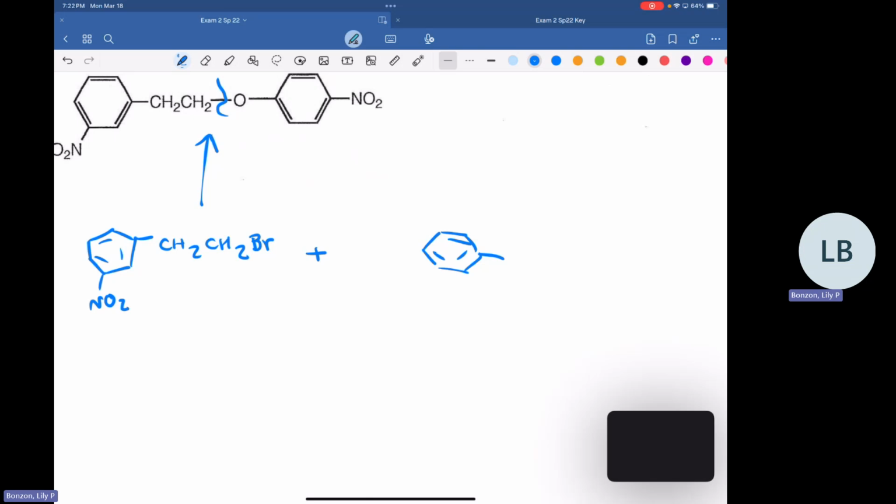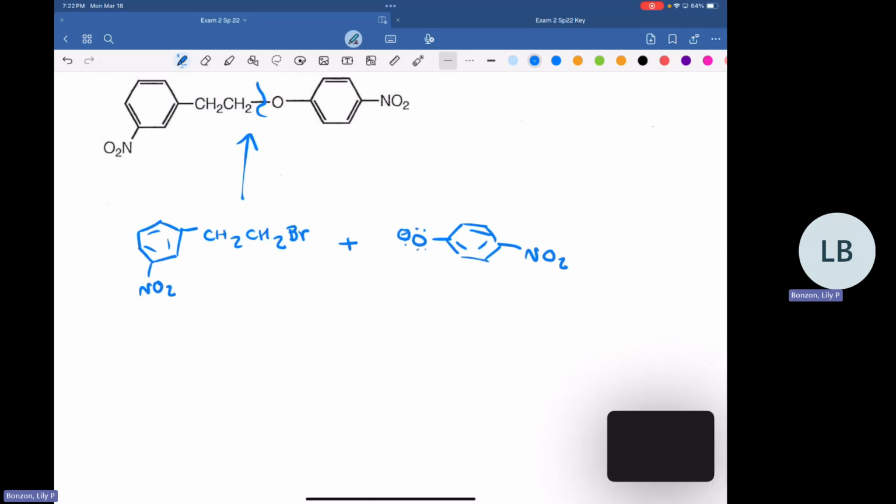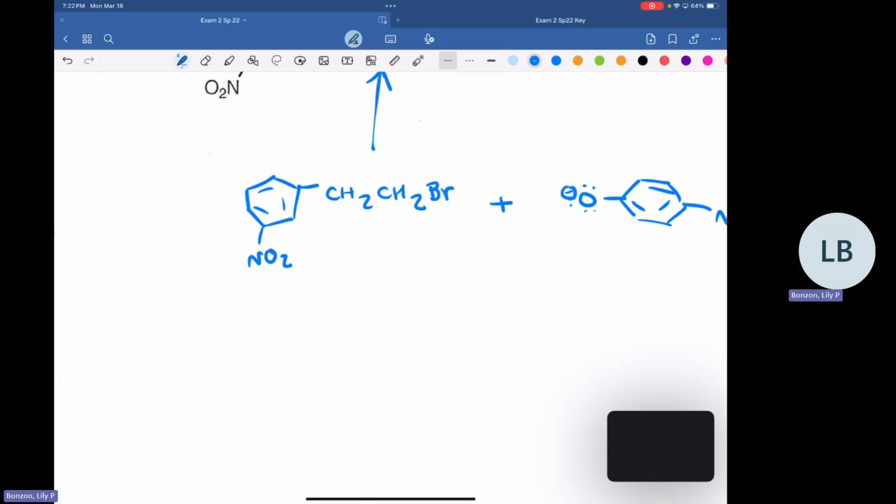The only difference is that we're going to have that oxygen be our nucleophile. It's going to be negative. So when those come together, they'll do like an SN2 sort of reaction, and then they'll form that product. So from here, we can just choose whichever one we want to work back first. I'm going to do this one.